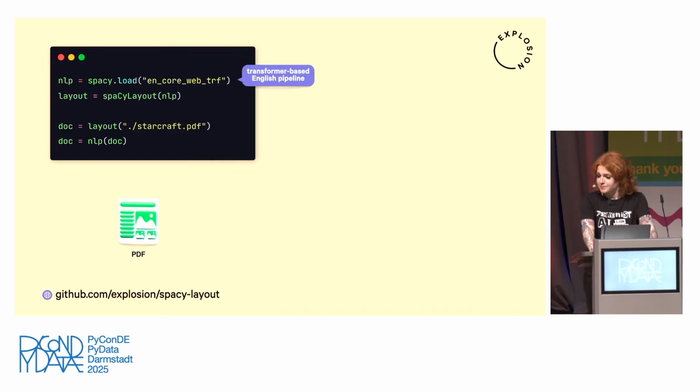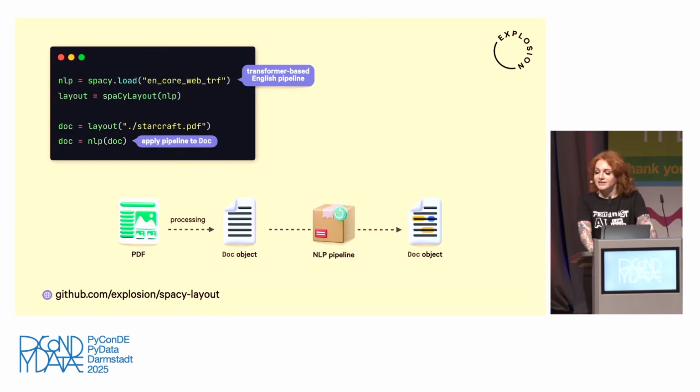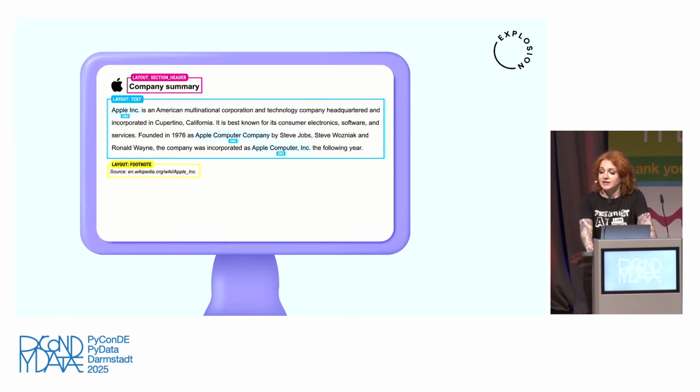So in this case, here in this example, I'm using the transformer-based pipeline for English. We process the PDF into a doc object that goes through the NLP pipeline, and we basically get an annotated doc object with whichever predictions, either something out of the box or something entirely custom. And for example, named entities, part-of-speech tags, dependencies, text categories, and so on in the PDF. And there's a lot of cool stuff we can do with it. I have some examples here.